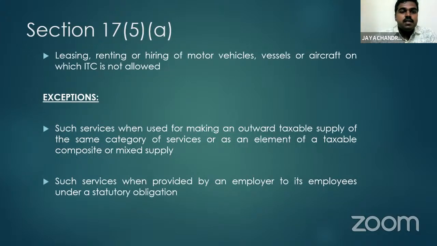Next one in class A is leasing, renting or hiring of motor vehicles. Wherever motor vehicle is mentioned here, it means the ineligible motor vehicles. See, for example, if a manufacturer has purchased a car, and occasionally he is leasing, renting or hiring that motor vehicle, he cannot avail the ITC.